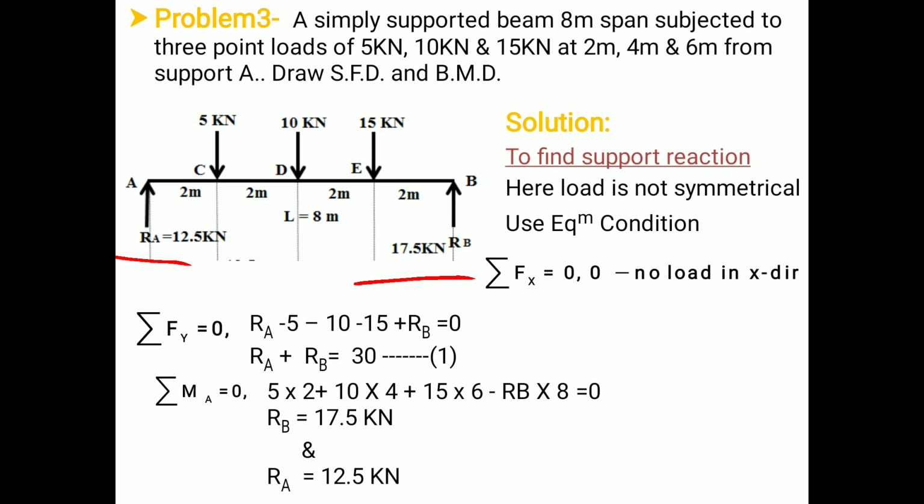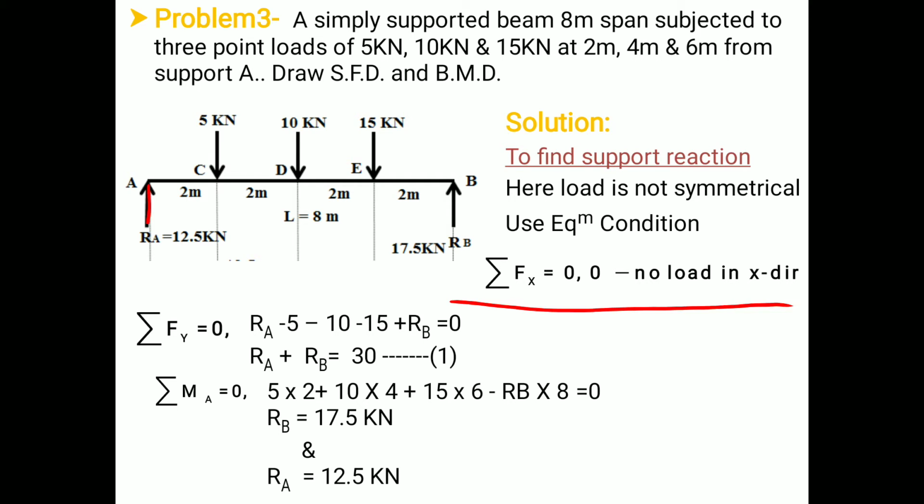Now how to find out RA and RB? To find out RA and RB, we have to apply the equilibrium equations. So summation of Fx must be equal to 0. This is the first equilibrium equation, but as there is no horizontal force acting on the system, summation of Fx is equal to 0 as no load is acting in x direction. The second equilibrium equation is summation of Fy is equal to 0.